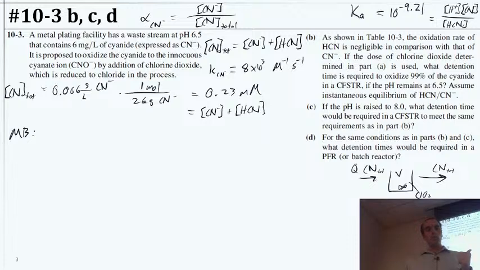Now, there's a slight caveat here. We are only oxidizing 99% of the cyanide, so we actually will have a slightly higher residual than the 1 milligram per liter because we dosed it to remove everything, so we're actually going to bump it up by like 1%. But we'll handle that in a moment.